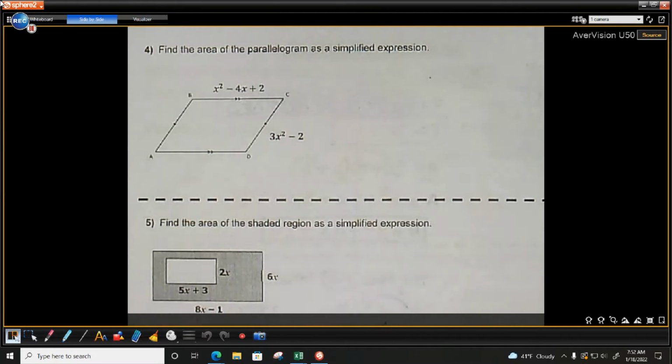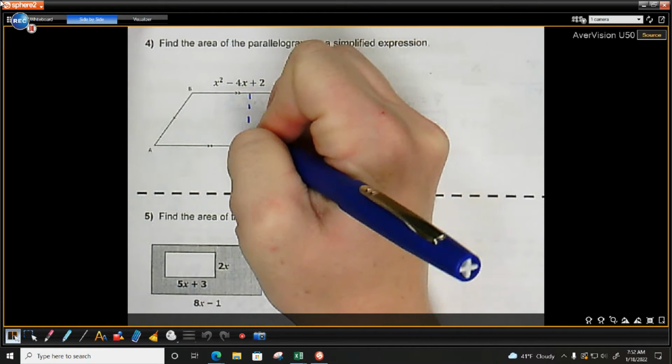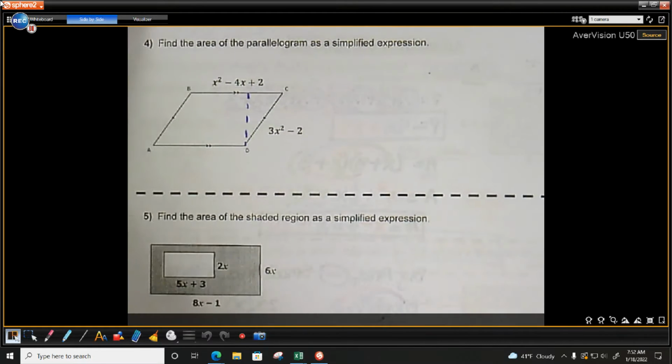So number 4 says find the area of a parallelogram as a simplified expression. So this 3x squared minus 2 is the height of your parallelogram. That's not the slant, that's the height. Okay, so draw that little line there to help you know that that's the height. Flip it completely over. We're on the last page.